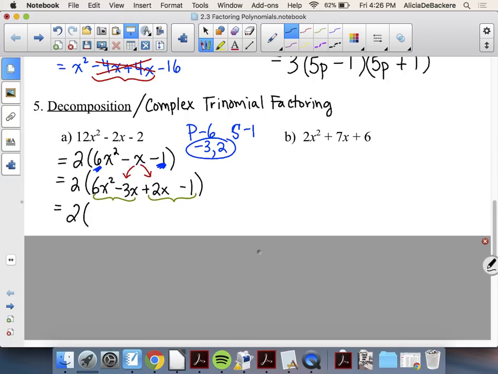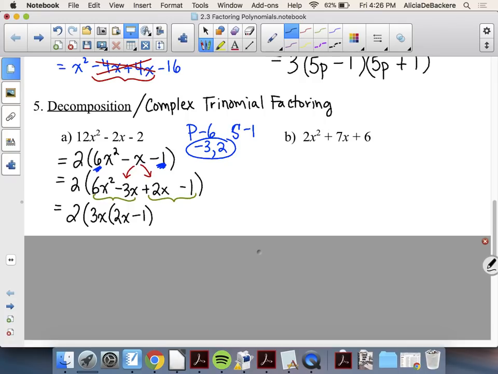The 2 is still hanging out, and I'm just going to look at those first two terms, 6x squared minus 3x, and look for common factors. So I see that I can divide them both by 3x. And what's left over when I do 6x squared divided by 3x? I get 2x. And negative 3x divided by 3x is negative 1.